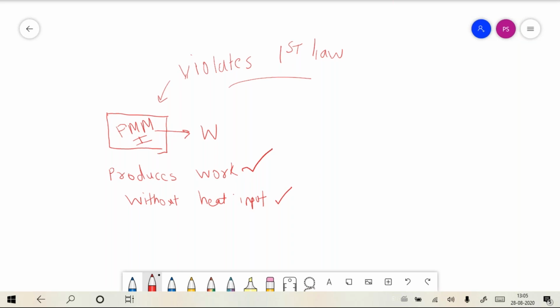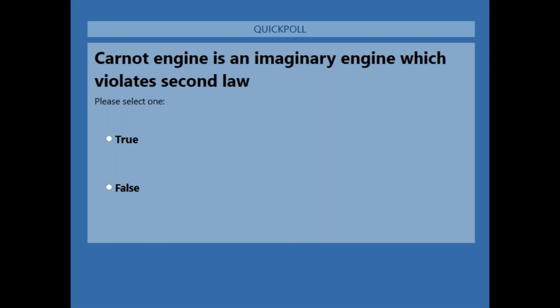Even doing a thought exercise, a machine which is going to produce work without any heat input is impossible to imagine. So the correct answer is that it is correct that PMM1 violates the first law of thermodynamics. Now this is about a Carnot engine.